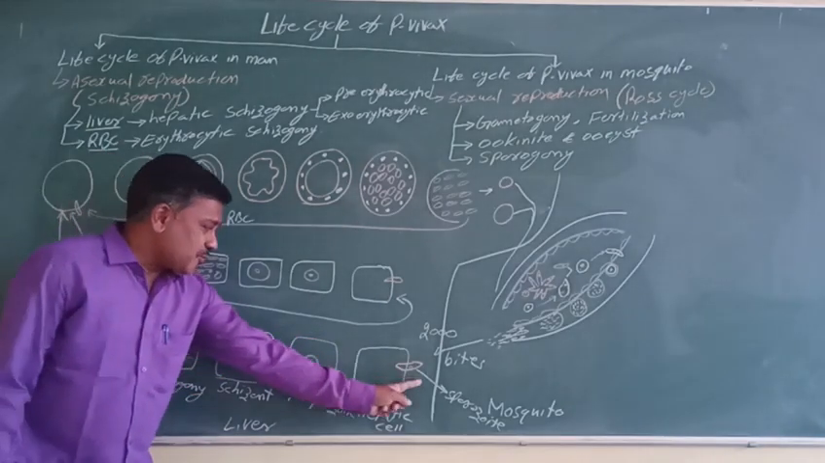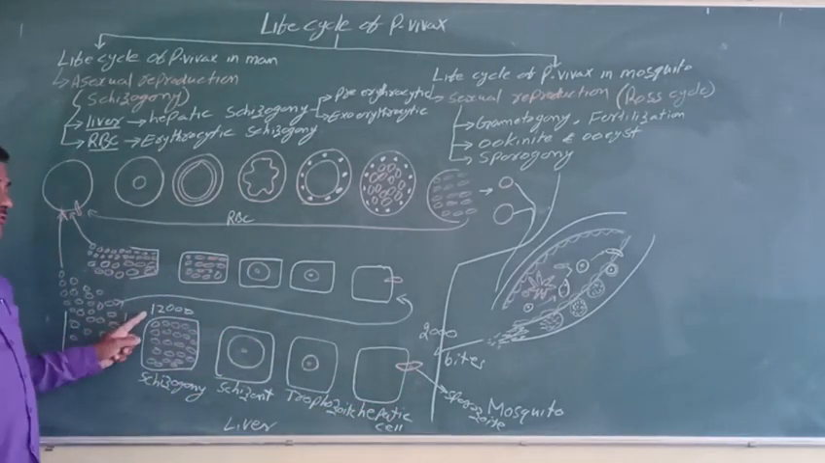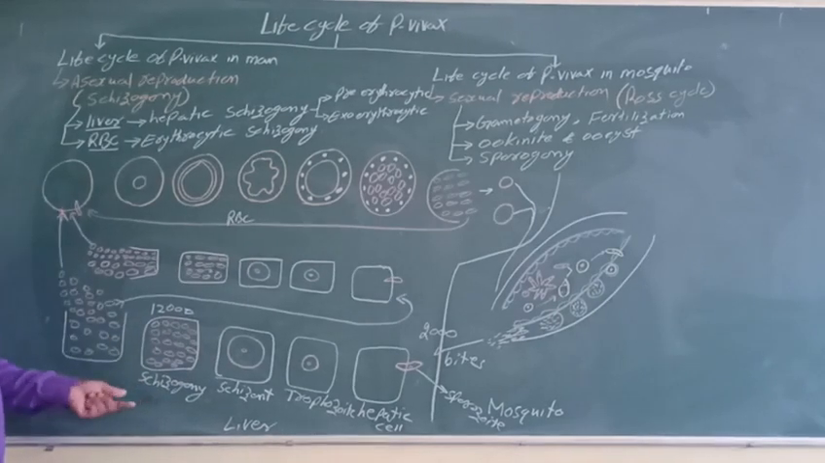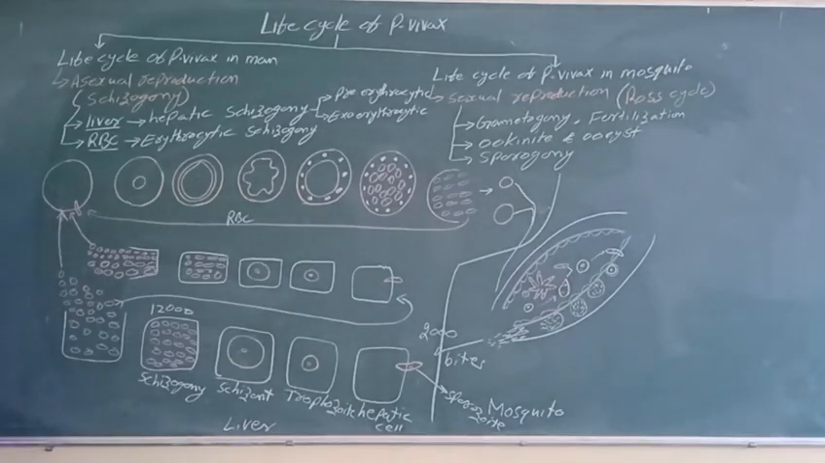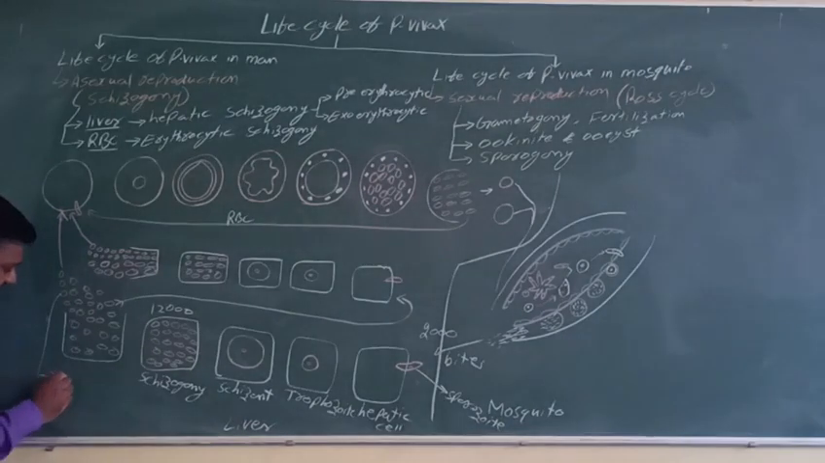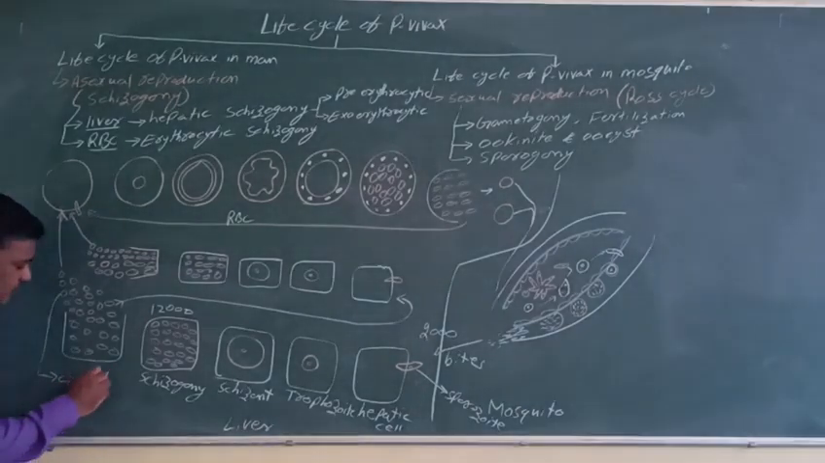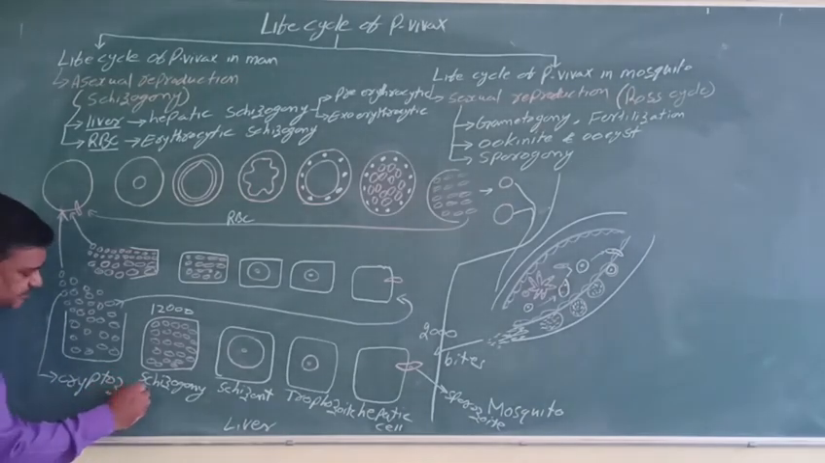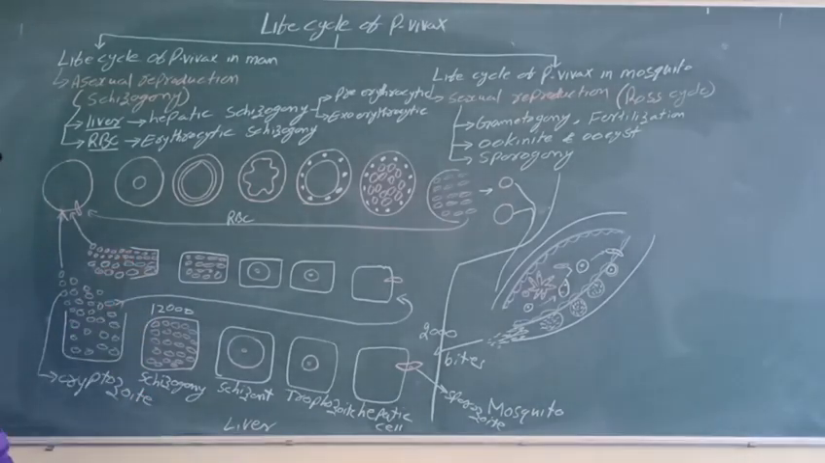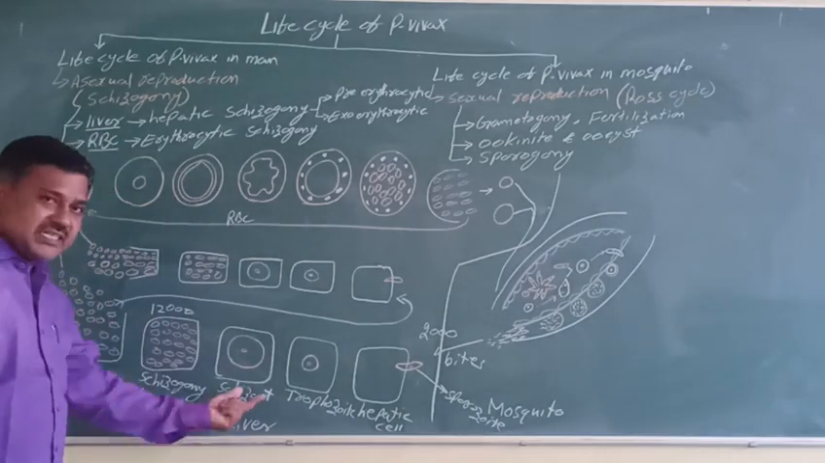From a single sporozoite, 12,000 cells are formed, and these cells burst the liver cell and are released outside. These cells are called cryptozoites. Up to this it is clear.